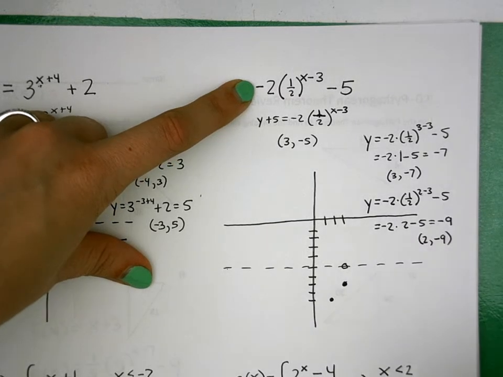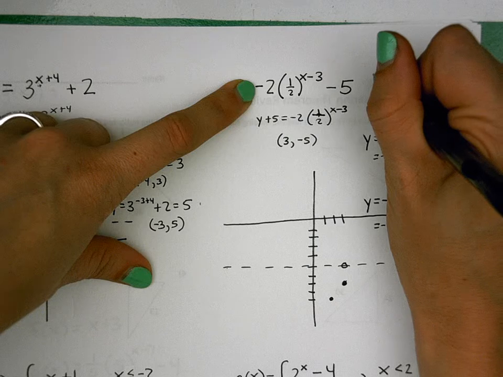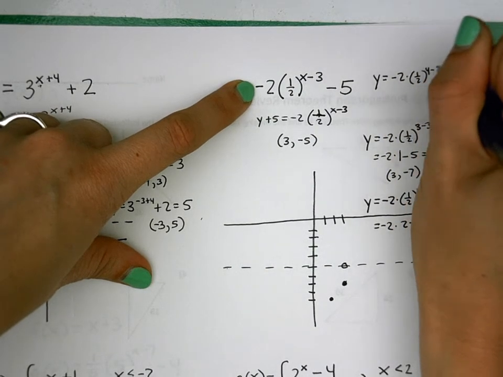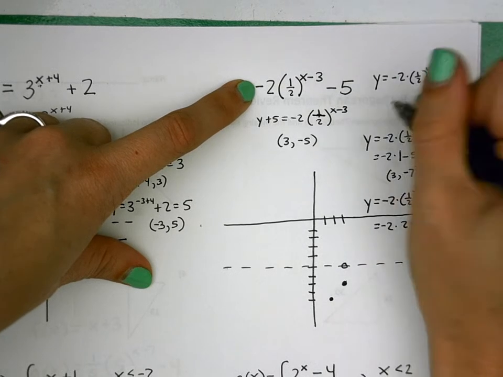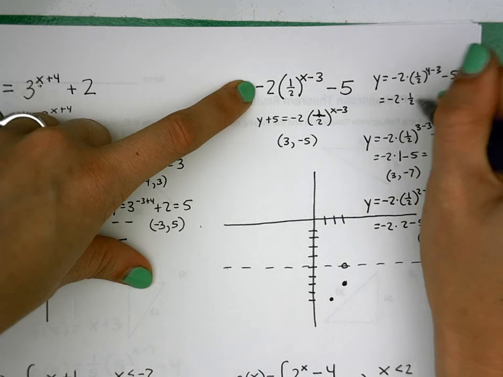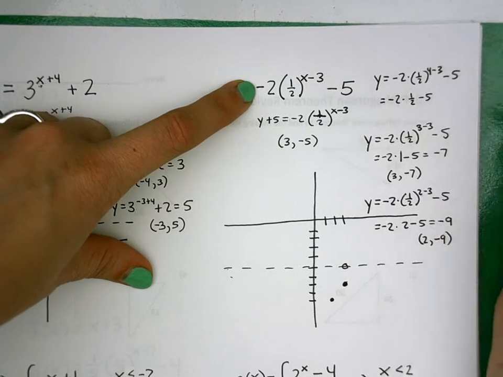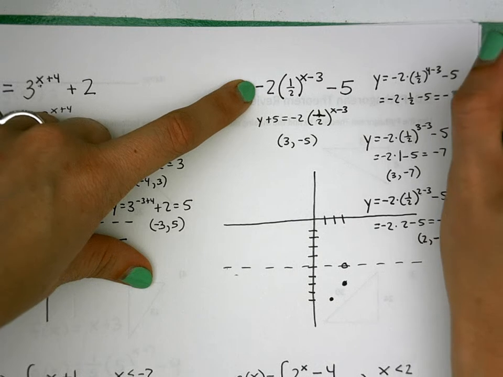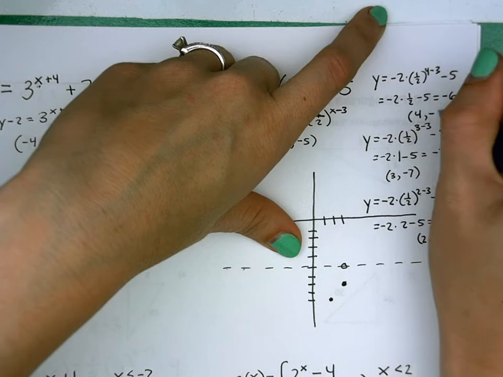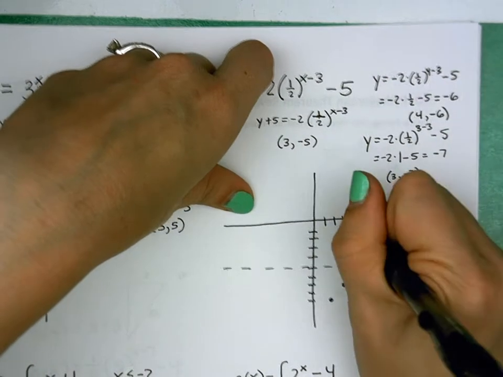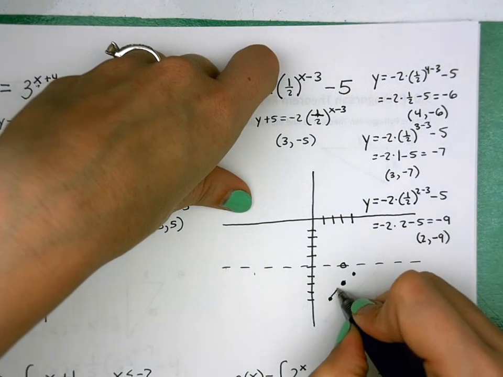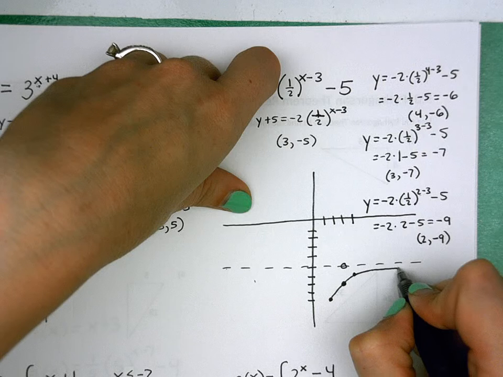Okay. If I instead chose to plug in 4, I'll do that up here. y equals negative 2 times 1/2 to the 4 minus 3, minus 5. And we already talked about this. 4 minus 3 is 1. 1/2 to the 1 is 1/2. Negative 2 times 1/2 is negative 1. Minus 5 is negative 6. And so when x is 4, y is negative 6. And so whichever one you do, you still get your exponential curve.